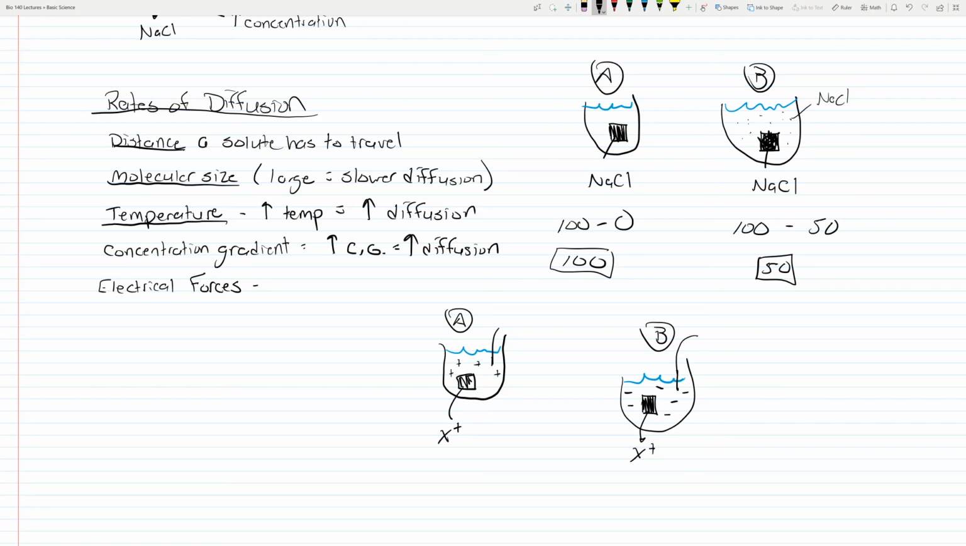So, electrical forces: like charges will repel, so like charges will slow down diffusion, whereas opposite charges will increase diffusion. So like charges slow diffusion, opposite charges increase diffusion. Those are the principles of diffusion.